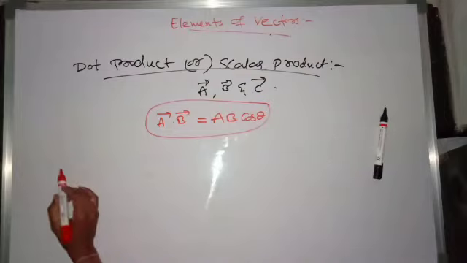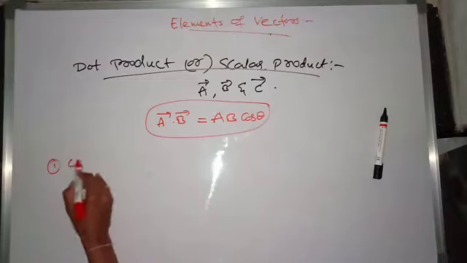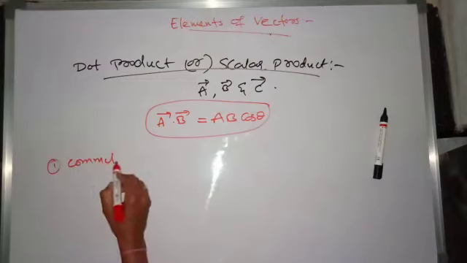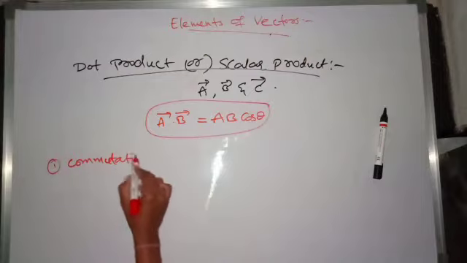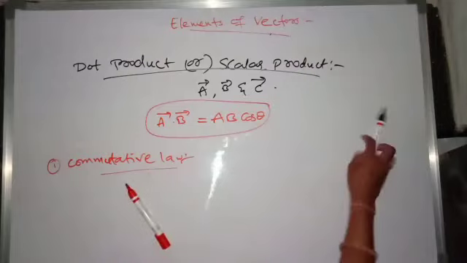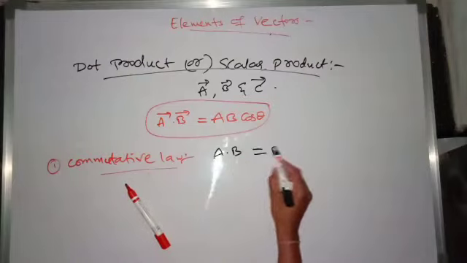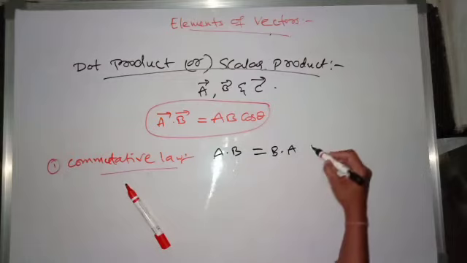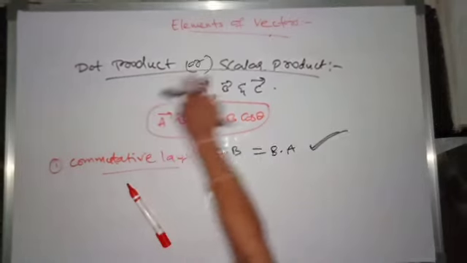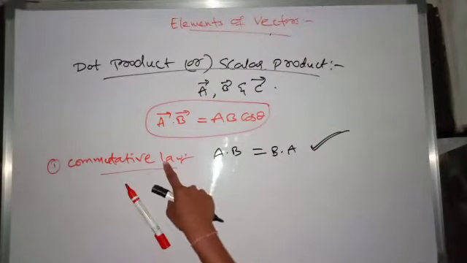Now coming to the properties. First one is the commutative property, or commutative law. That is, A dot B is equal to B dot A. So the dot product or scalar product of vectors obeys the commutative law.